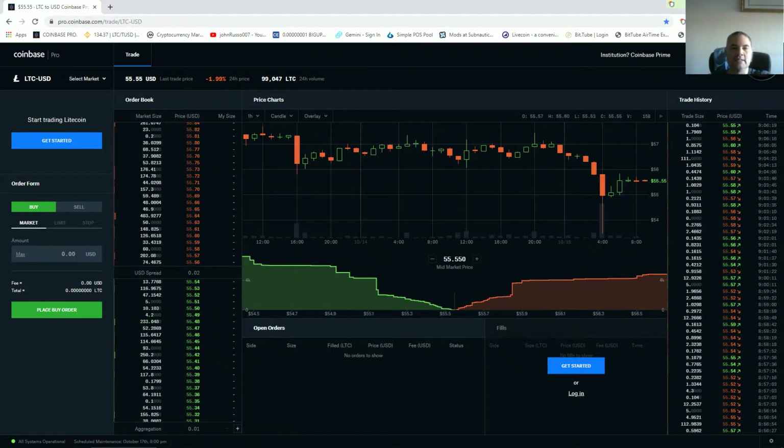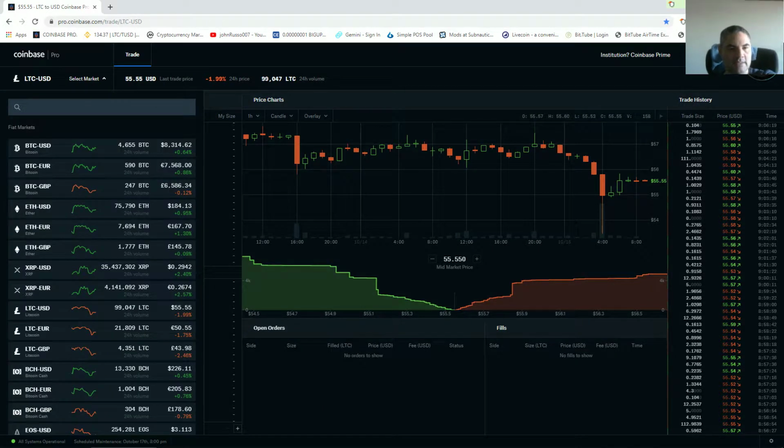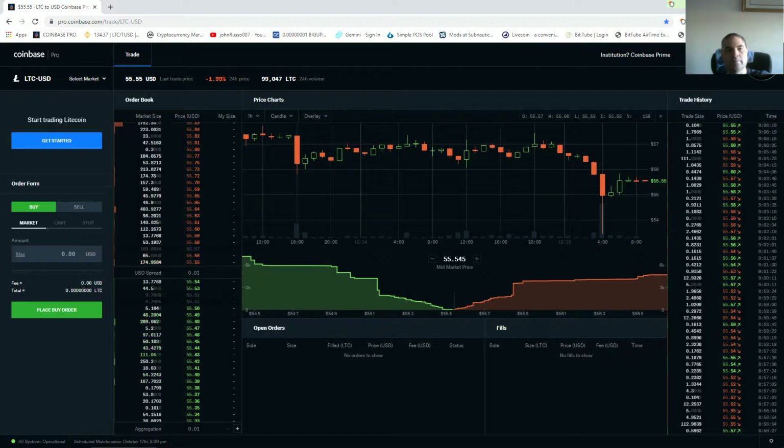Now, it appears that this market maker is trying to push the price down. Let's see what Bitcoin is doing. It's obvious if it was brought down below 54, I think the target's $50. See, LTC is being heavily manipulated. It's the most manipulated coin on Coinbase Pro. Now, we're going to see which direction.